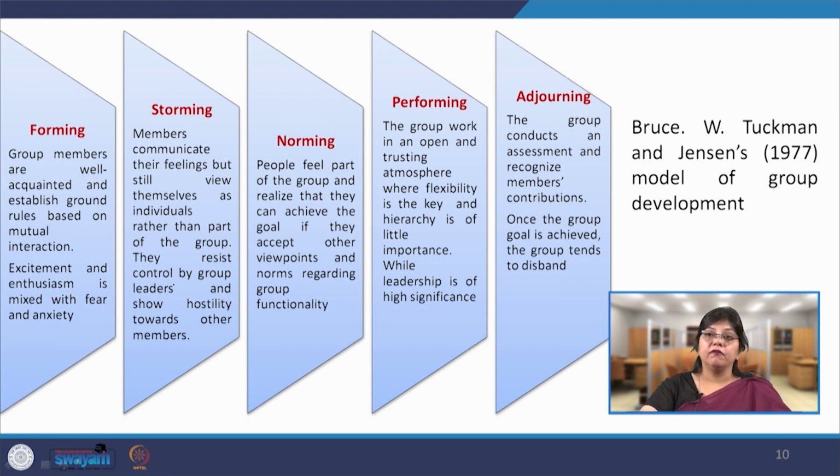When roles are being defined and norms are being established, the group reaches a stage of performing, where members are ready with their roles, members are ready with their expertise, members accept the leadership, there is no authority, and at the same time they are in full form to perform to the maximum. At this stage only the group goal is being achieved, which is shared by the other members of the group.